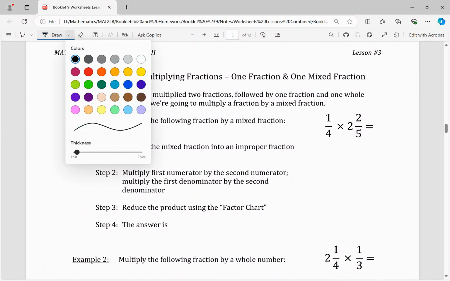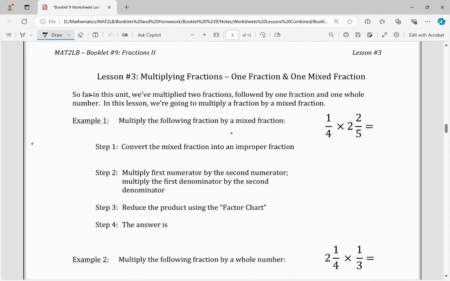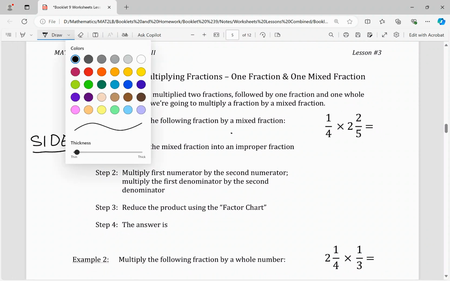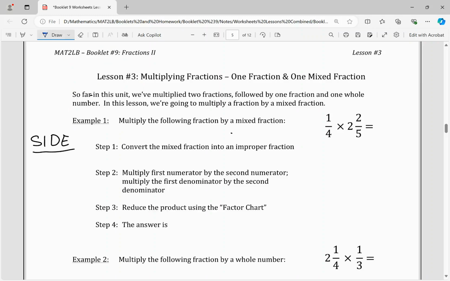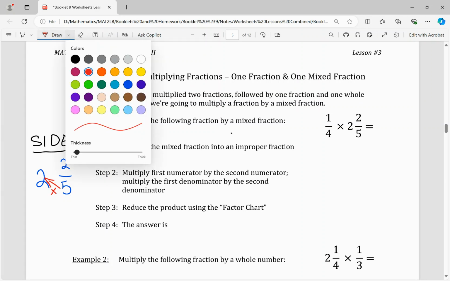So I'm just going to do a little bit of work on the side here, where we are going to take 2 and 2 over 5, and we're going to turn that to an improper fraction. Quick refresher of how to do so. The first thing that you do is you multiply the denominator by the whole number. So that's 5 times 2.